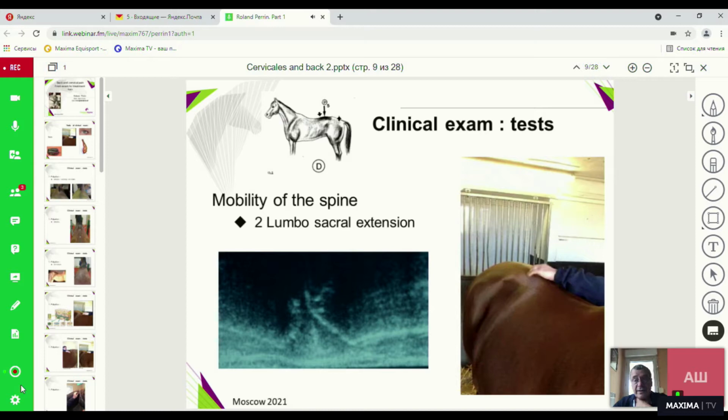If this area is blocked, it is never good for the horse. So this mobility of the lumbosacral area has to be very nice.